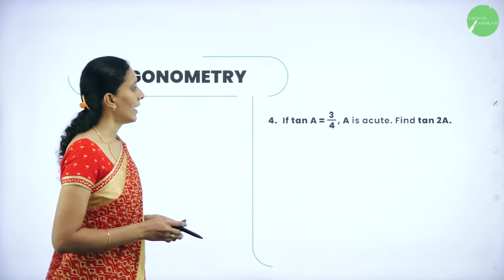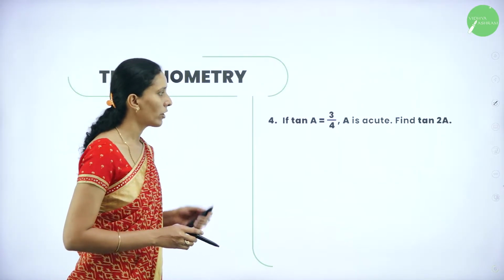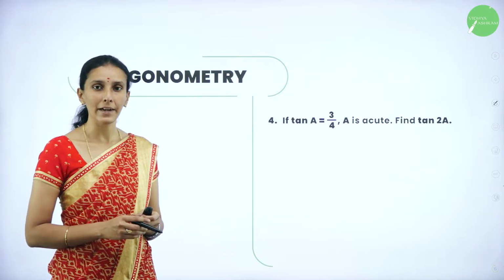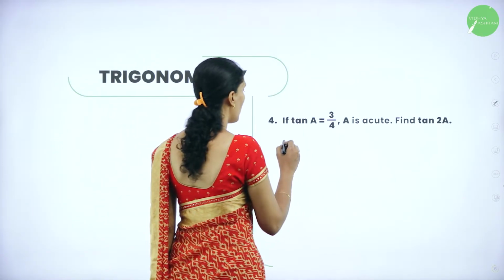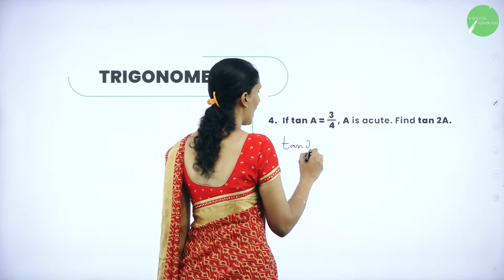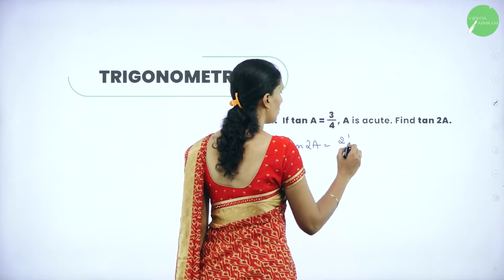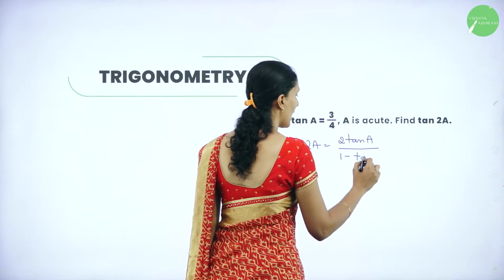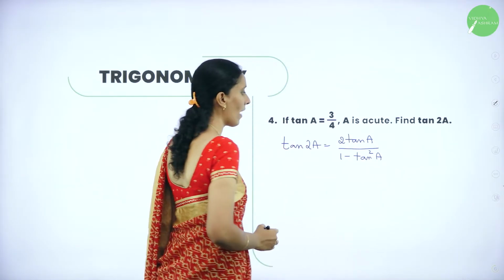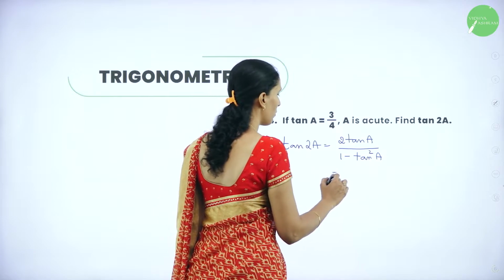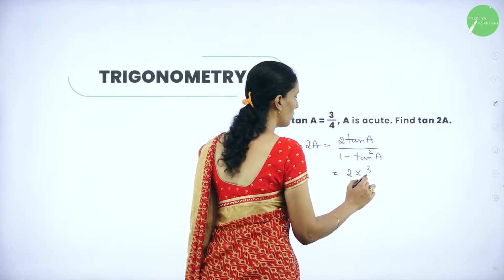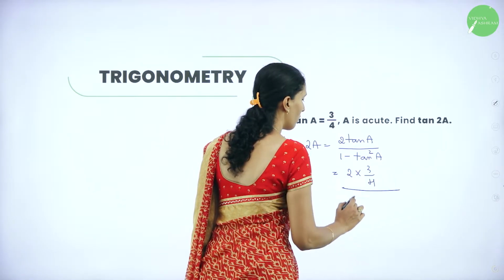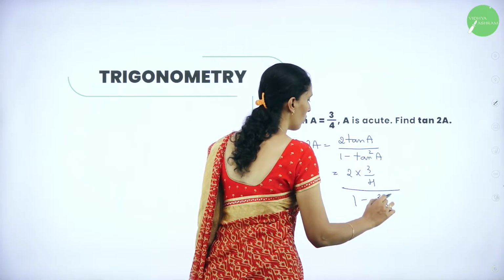Next question. Tan A is equal to 3 by 4. A is acute. Find tan 2A. What is the formula for tan 2A? Tan 2A is given by 2 tan A divided by 1 minus tan square A. So, substitute the value of tan A as 3 by 4. It is 2 into 3 divided by 4, 1 minus 3 by 4 whole square.